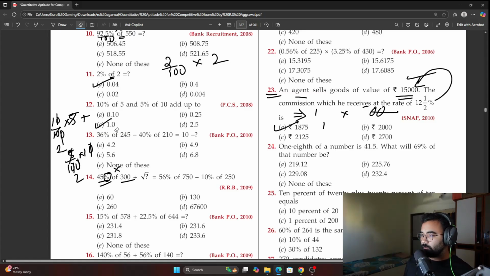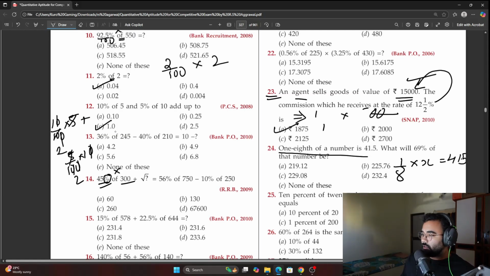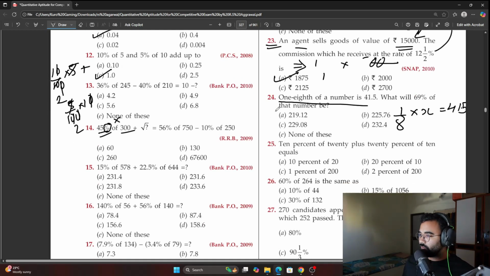Question 24: 1/8 of a number is 41.5. What will 69% of that number be? It's a relatively simpler question. All you need to focus on is the words. 1/8 of a number is 41.5. So 1/8 of x, let that number be x. We don't know, A, B, C, D, whatever letter. So 1/8 of a number is 41.5. I hope it should be visible. So 1/8 of x is 41.5.